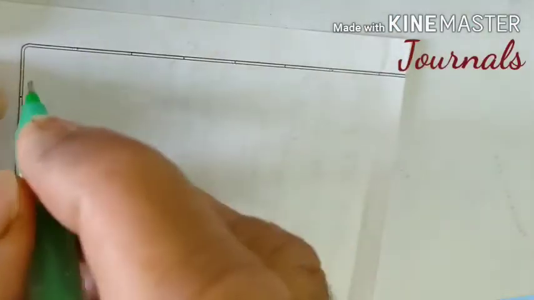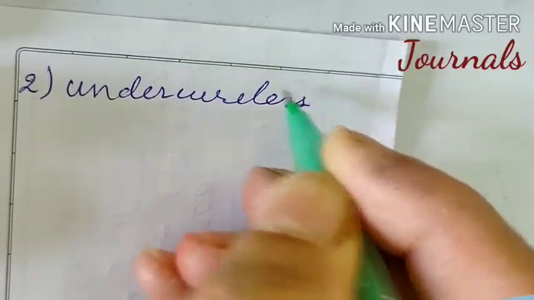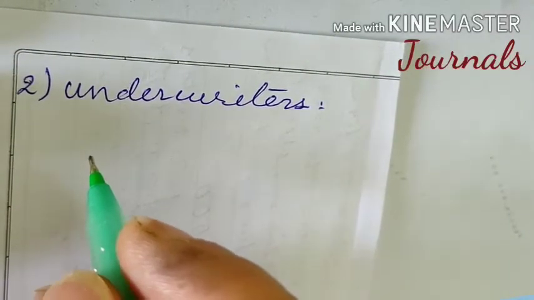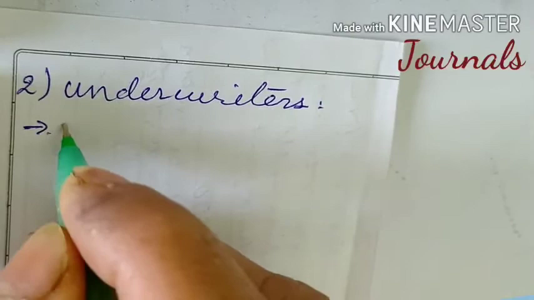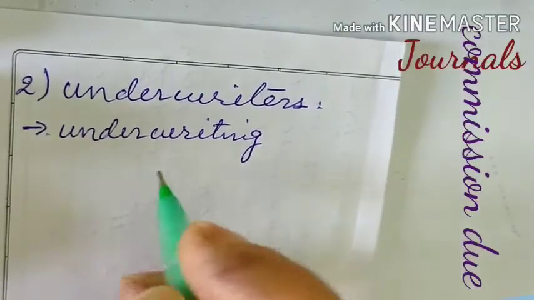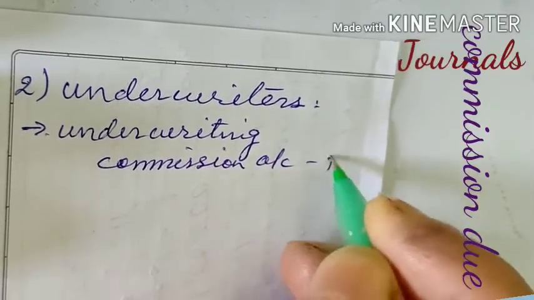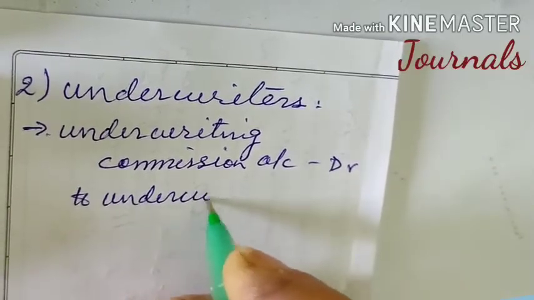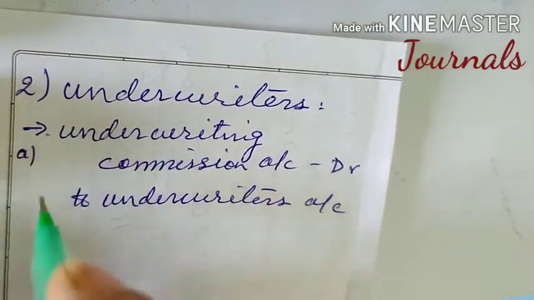Now the entries for the underwriters. So number 2, you have underwriters. Underwriters are paid commission known as underwriting commission, and underwriting commission is an expense, so we'll debit this one. So you have the journal: Underwriting commission account debit, and it is paid to the underwriters, so to underwriters account. So this is the first journal entry.